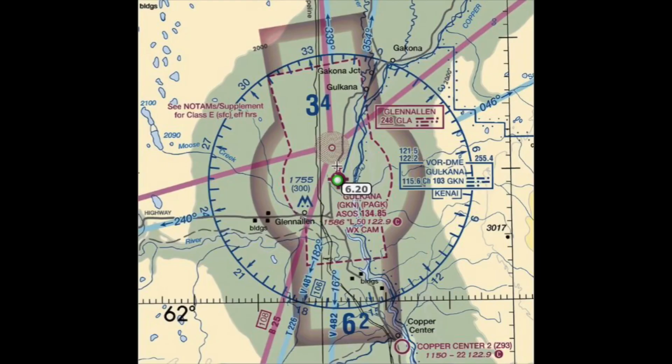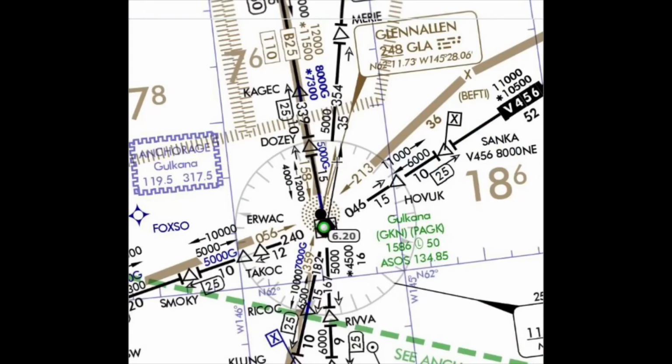Now, let's say we want to navigate with the NDB, and we want to join the airway that leaves northeast of the station. Well, first off, we need to know the heading. There are a couple of ways that we can figure that. The easiest way would be to look at an IFR chart that has that same airway and just take it straight off of the IFR chart.